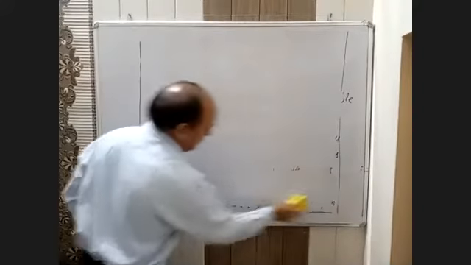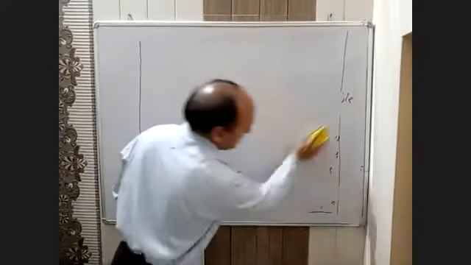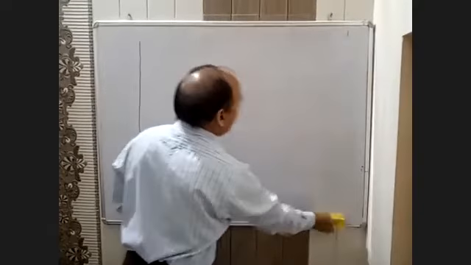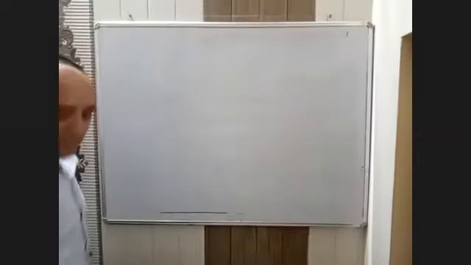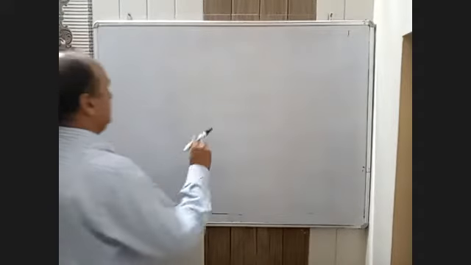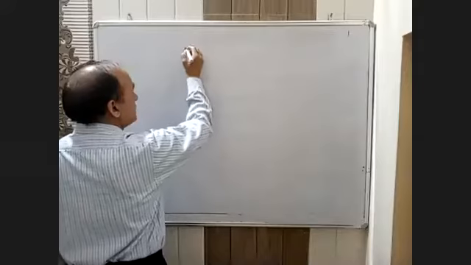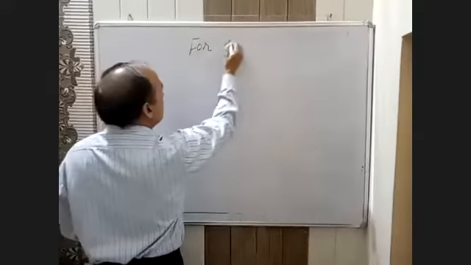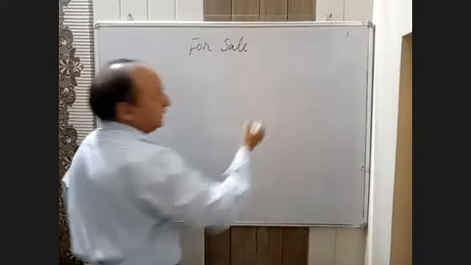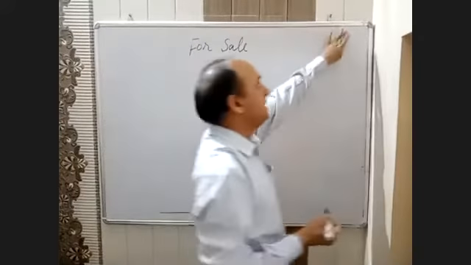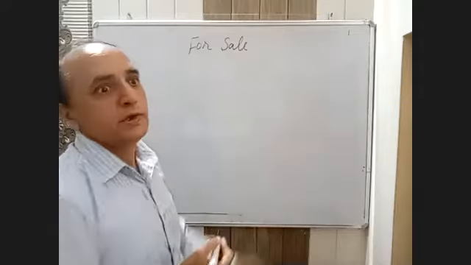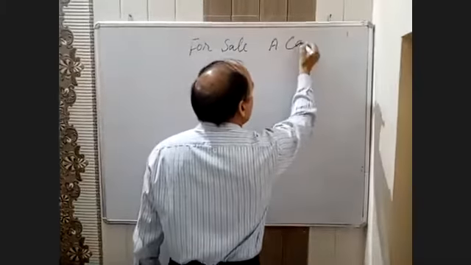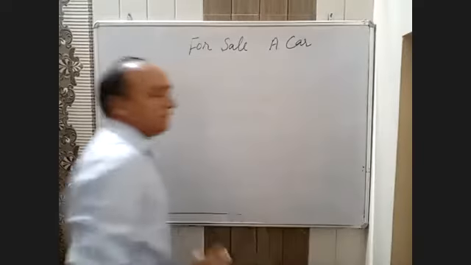Now for sale also, if you want to write any advertisement for selling your vehicle or anything, you can write the advertisement. In the center, you write "For sale". Then you write down the item, for example, a car, a motorcycle, a fridge, or a TV, LED, whatever you want. Then you give the full description of it. Okay.